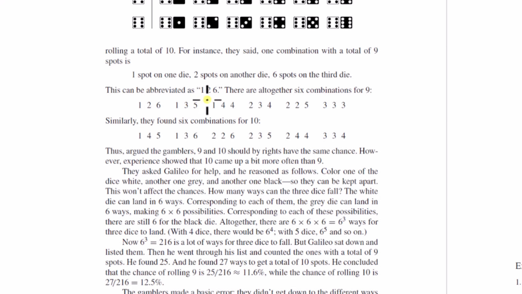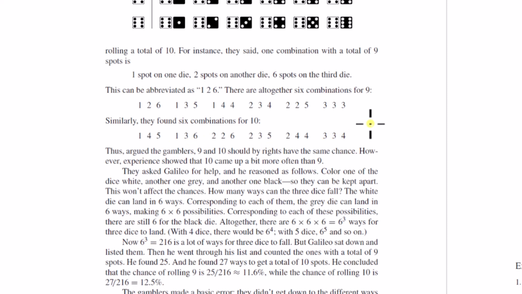So this could be abbreviated 1, 2, 6. And so here's the different combinations of numbers to sum to 9. But now for summing to 10, here's the different combinations of numbers. And look, you've got 6 trios, and here you've got 6 trios.